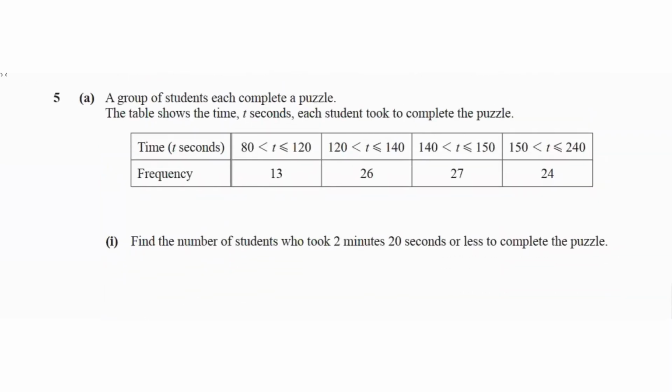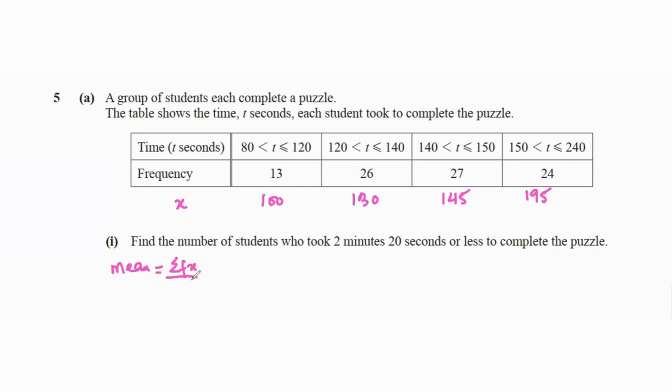So to calculate the mean time, we first find the x value, which is going to be the midpoint of our intervals. For 80 and 120, it's going to be 100. For 120 and 140, it's going to be 130. For 140 and 150, it's 145. And for 150 and 240, it's going to be 195.